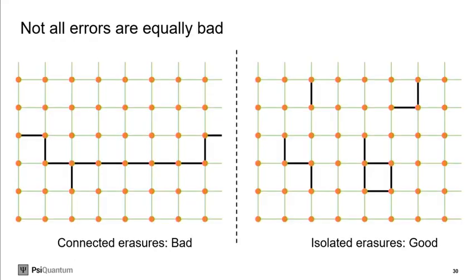As you are probably already familiar, not all errors are equally bad. Depending on what kind of arrangement you have of your errors, an error can be really good or really bad. If you look at the left, if I take a particular syndrome graph and have a long chain of connected erasures, that is really bad. The black in this figure represents erasures. The green represents measurements which are not erased. So the situation on the left is really bad. But if you take the same number of erasures and organize them in the manner you see on the right, it's not as bad. Isolated erasures are actually not so bad.